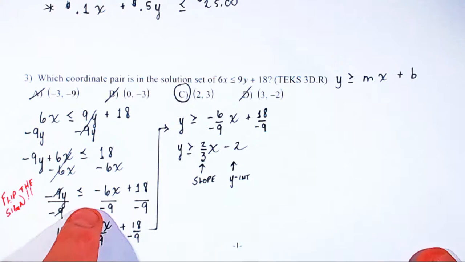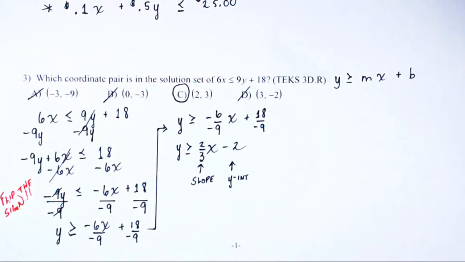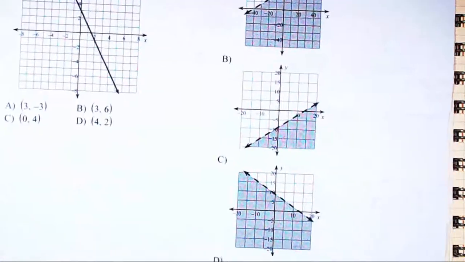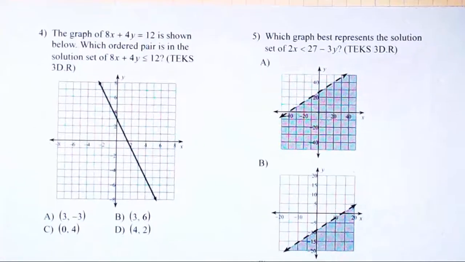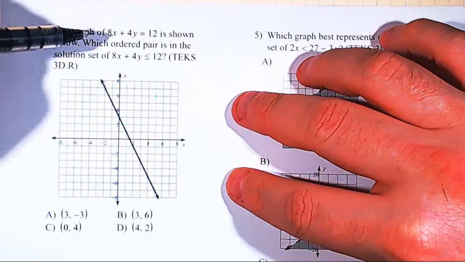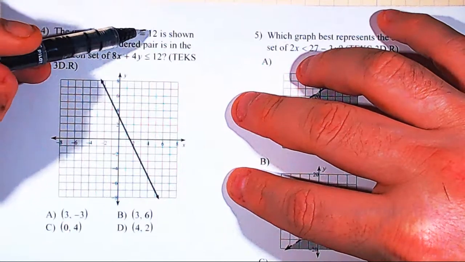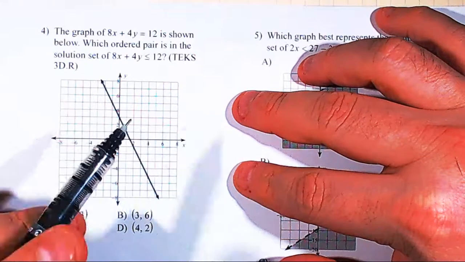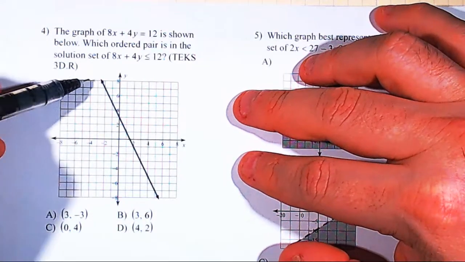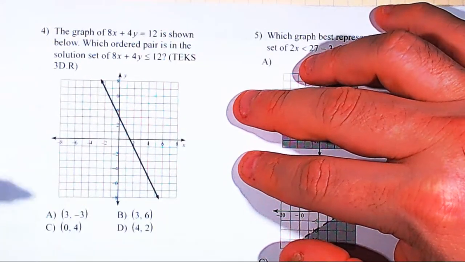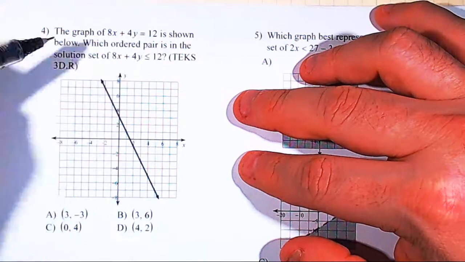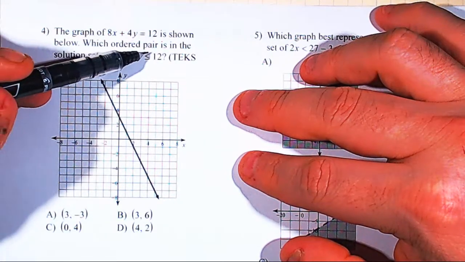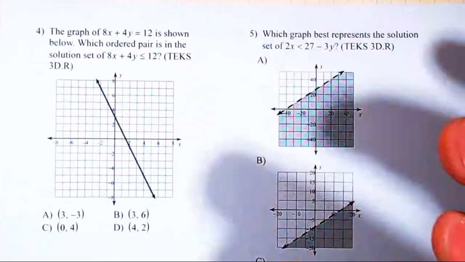So that's why this bit of algebra is so important. Okay, moving on. Number 4. The graph of 8x plus 4y equals 12 is shown below. So there, they've kind of done what your graphing calculator can do. They've shown you the graph of a line. Which ordered pair is in the solution set of 8x plus 4y less than or equal to 12?